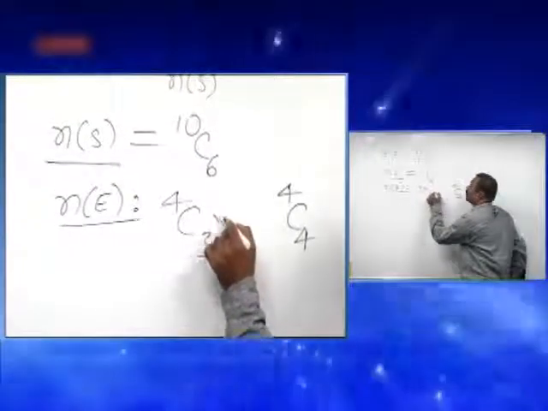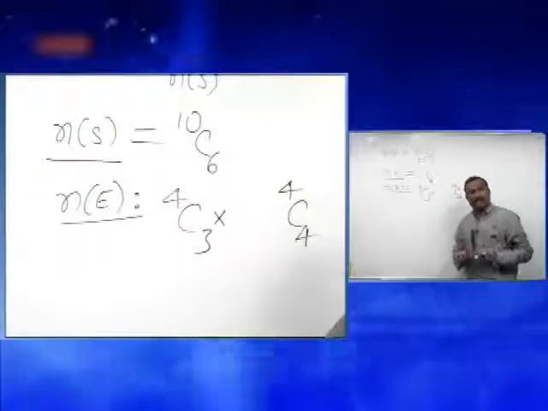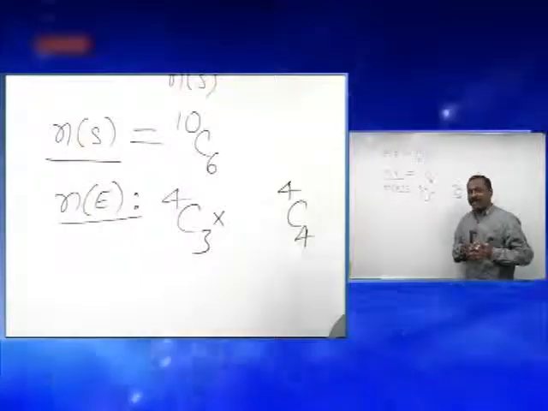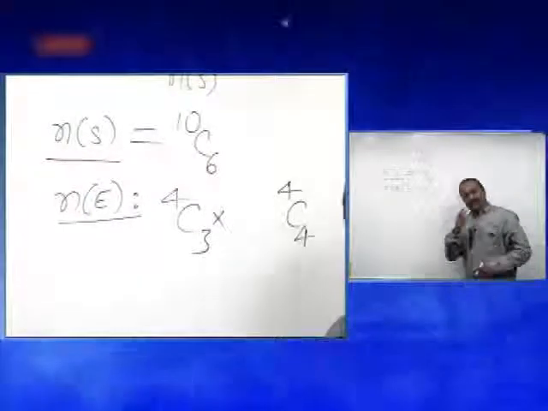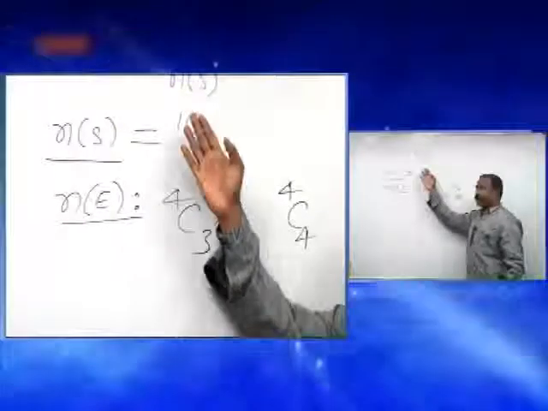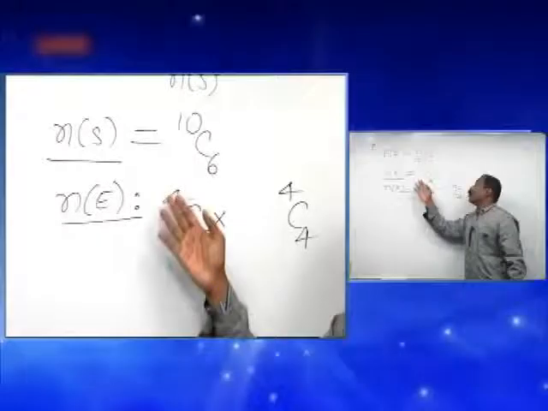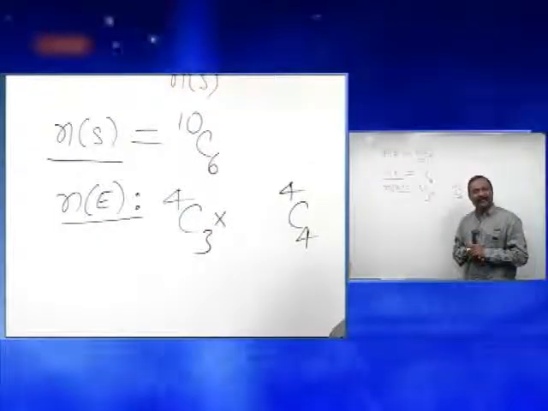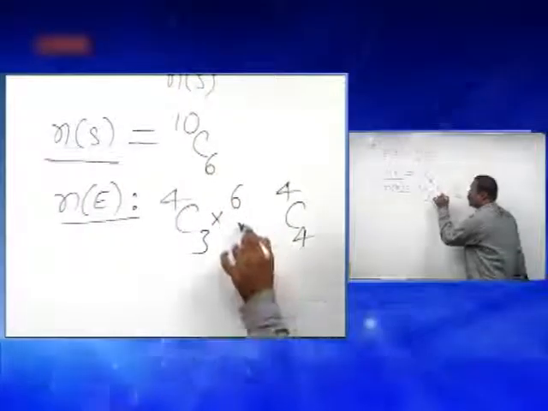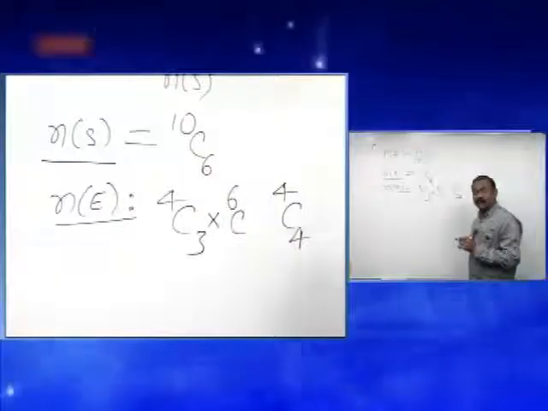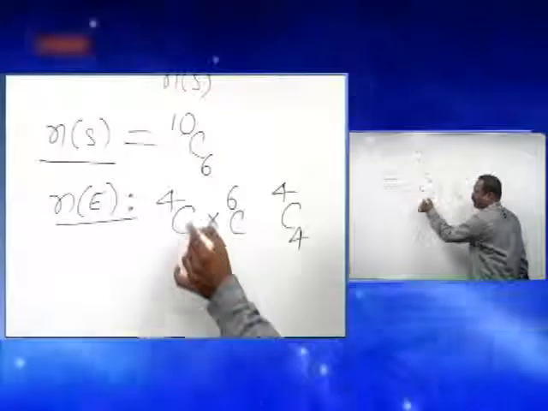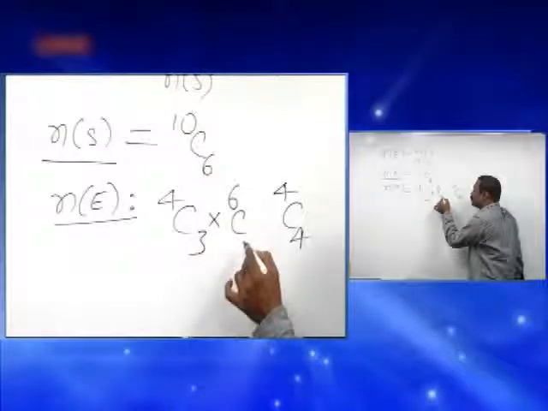Okay. What should be the remaining? But totally how many are taken? 6 are taken. From 6, how many are already taken? 3 are taken. From 6, already 3 are taken. How many to be taken? 3 to be taken. How many total are there? 10 are there. From 10, 4 are defective. So how many are non-defective? 6 are non-defective. So the remaining should be chosen from the non-defective items. Non-defective is 6. So 4C3 for the 3 chosen defective, and 3 to be chosen from the 6 non-defective. So this should be 6C3.